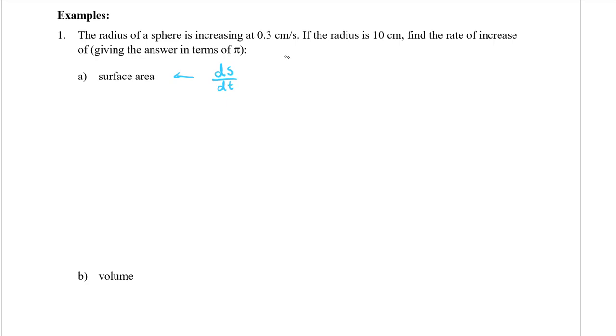However, what is this number in the question? It says 0.3 centimeters per second. Let's read back here. The radius of a sphere is changing at 0.3 centimeters per second. This is a radius, and this second stands for time. So that number would represent dr over dt, because it's how the radius is changing over time.